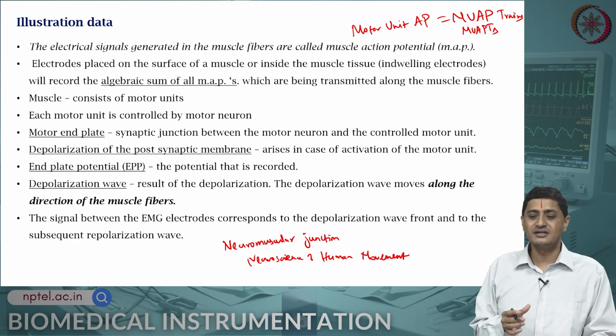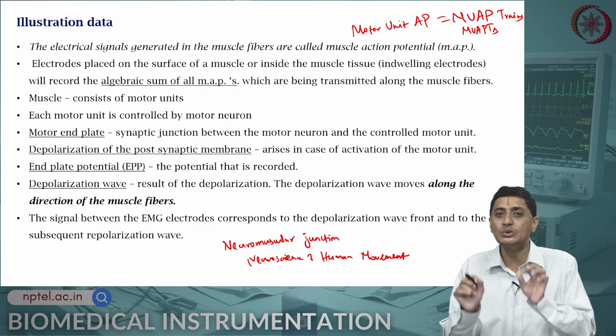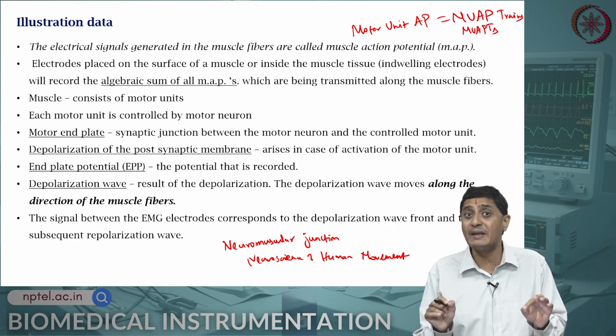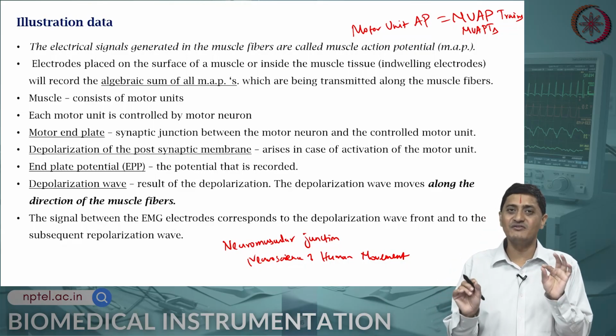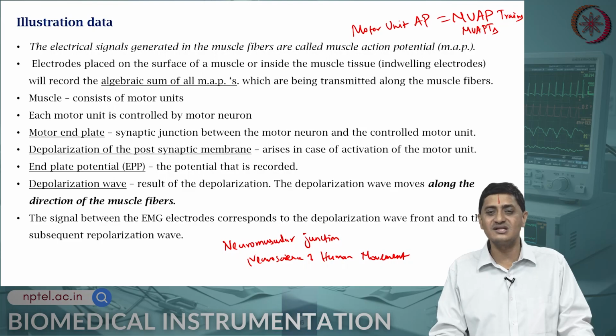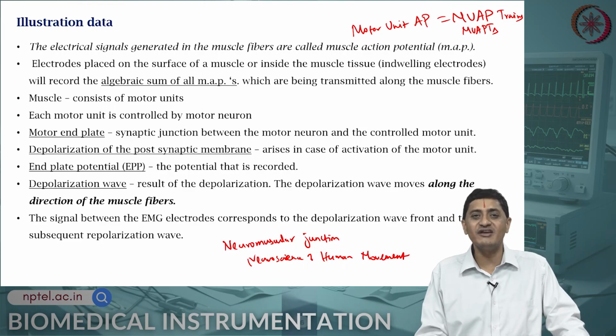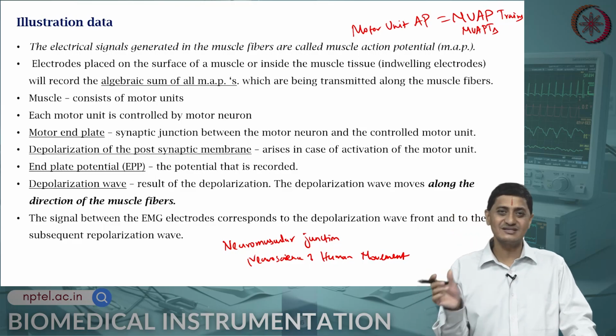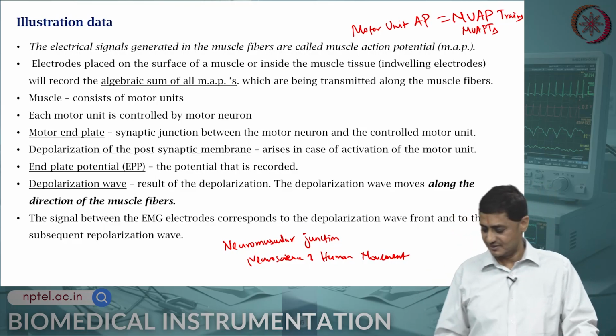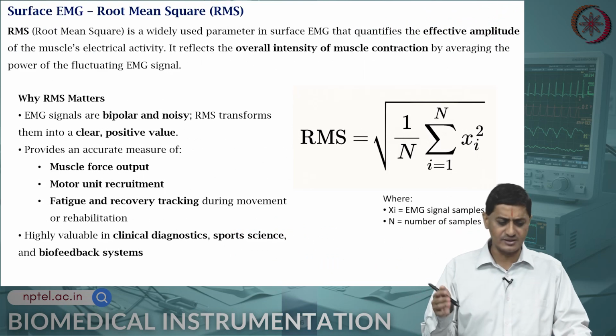The signal that you are measuring between two EMG electrodes, remember, this is bipolar recording. The differential signal that is recorded between two EMG electrodes essentially corresponds to the wave front and the subsequent repolarization wave. It is a difference between these two. Okay, we will discuss that in a bit more detail.